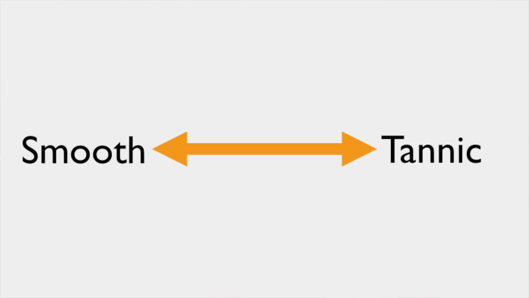So next we have smooth versus tannic wine. And this is also known as the bitterness of the wine. So think about it. Does the wine go down smooth? If yes, then it's smooth. But if it has a bit of a bitter aftertaste to it, then it's tannic.